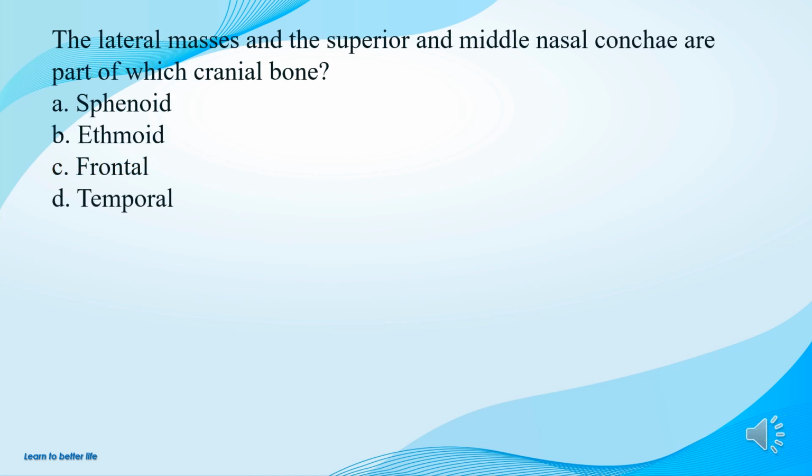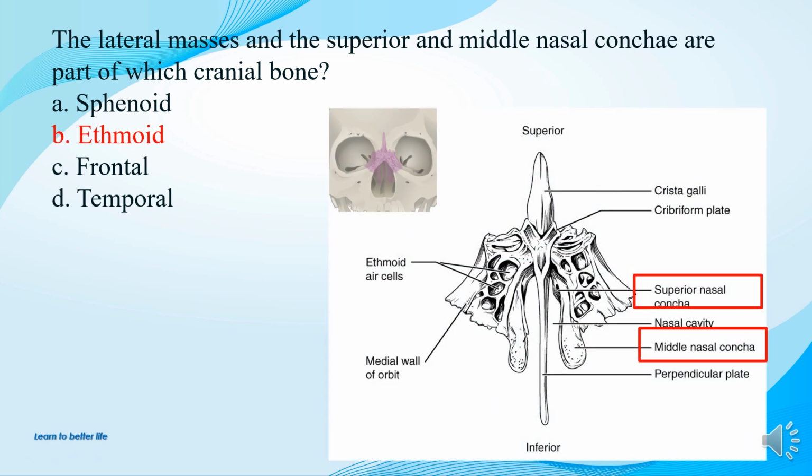The lateral masses and the superior and middle nasal conchae are part of which cranial bone? A. Sphenoid. B. Ethmoid. C. Frontal. D. Temporal. The answer is B. Ethmoid.